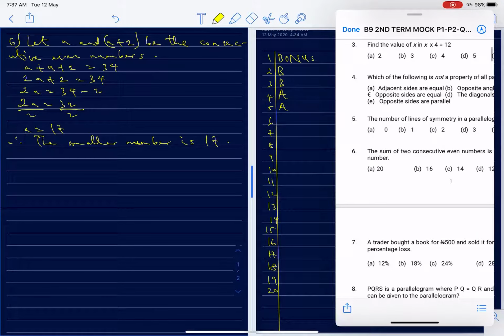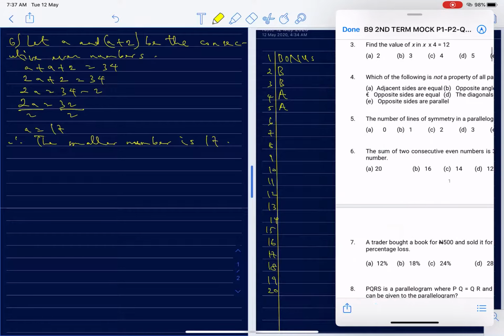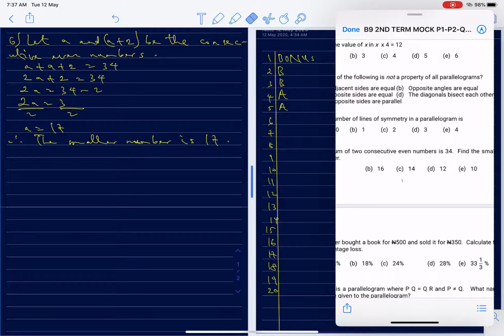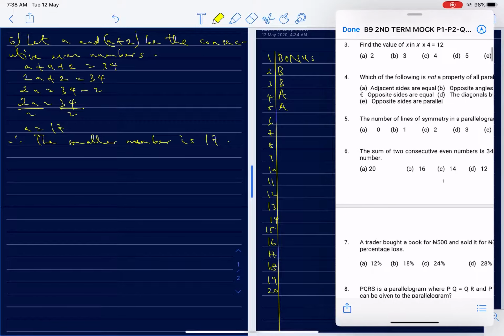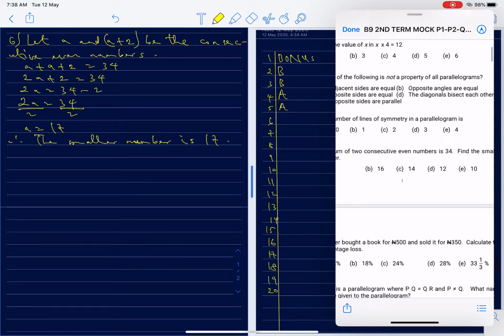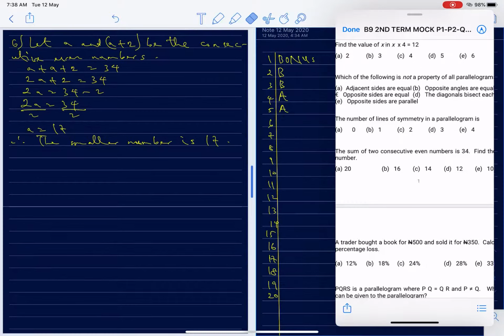The sum of the two of them is 34. So 34 divided by 2 is 17. Oh, the answer is not there. Okay, so that's a bonus too, because the correct option is not in the given options.